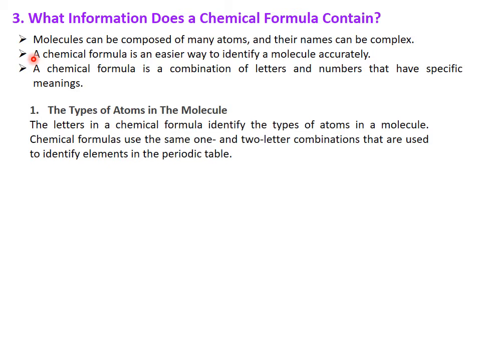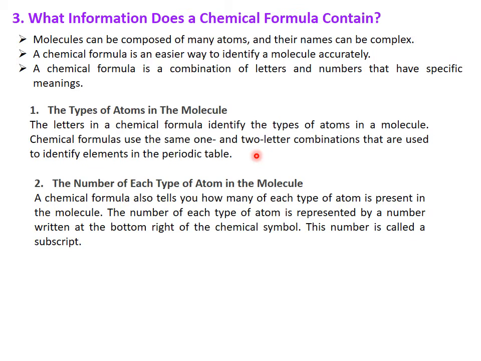First, the types of atoms in the molecule. The letters in a chemical formula identify the types of atoms in the molecule. Chemical formulas use the same one- and two-letter combinations that are used to identify elements in the periodic table. For example, a C in a chemical formula tells you that the molecule includes at least one carbon atom. An H tells you that the formula includes at least one hydrogen atom. Using chemical symbols lets you show the composition of a molecule quickly.